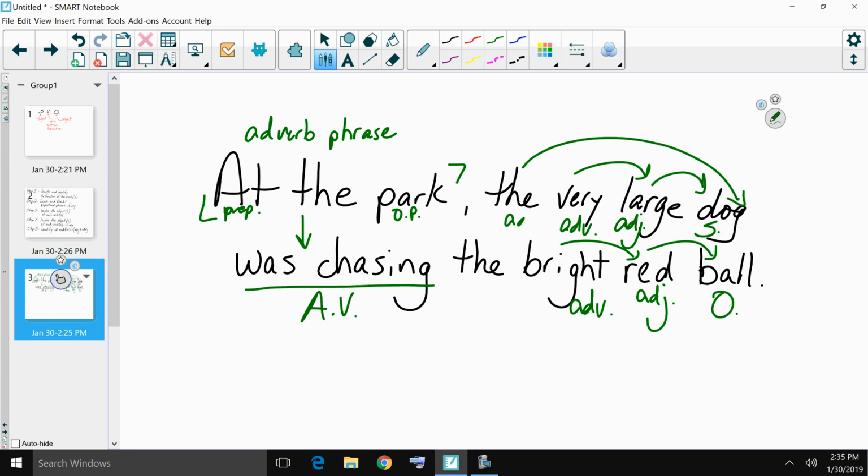Okay, so this one modifies dog. This should all make sense. This one modifies ball. And the adjective inside the brackets, the, modifies park.